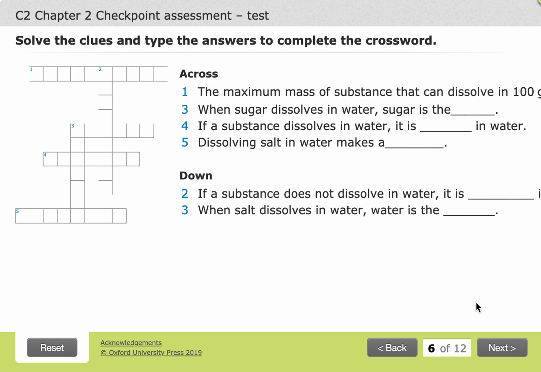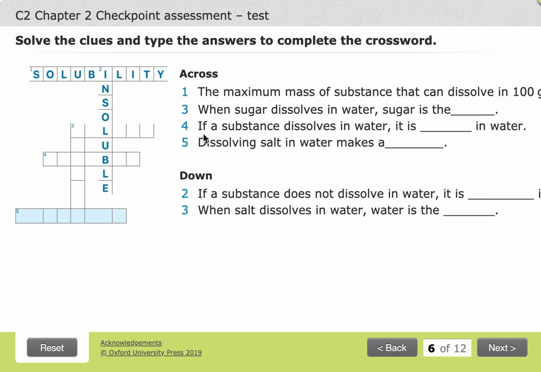Okay, we're going to be using all our sol words to do this first. We're looking at the maximum mass of a substance that can dissolve in 100 grams. That is the solubility. Okay, I'll come to correct that again. We've got one down. If a substance does not dissolve in water, it is insoluble. Get rid of the letter U here.